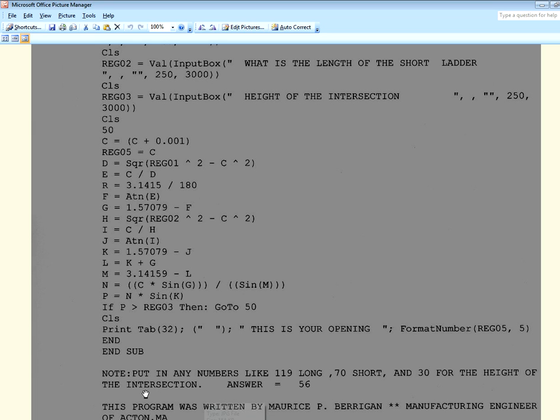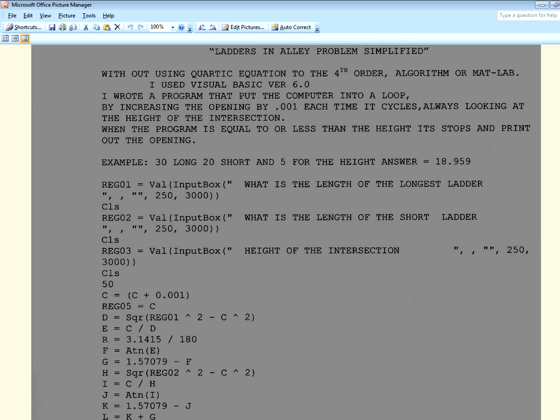You also have an extra alley problem down here. One ladder is 119 inches, the other one's 70 inches, the short one, and where they intersect is 30 inches up from the bottom of the alley. And the answer is 56 in case you want to write a program or double check this one. And the way you can prove this is you draw it out on AutoCAD, of course. And you tell it the opening of the alley, and then you draw the two ladders and where they crisscross. It's exactly correct. I'll move it up a little higher for you to get a better look at it, and also the explanation. So, I hope this is helpful.